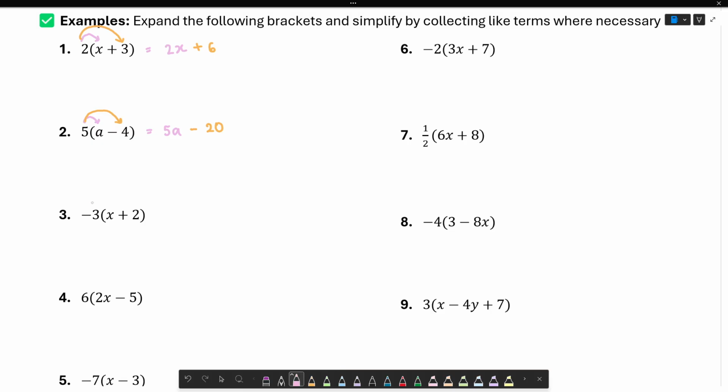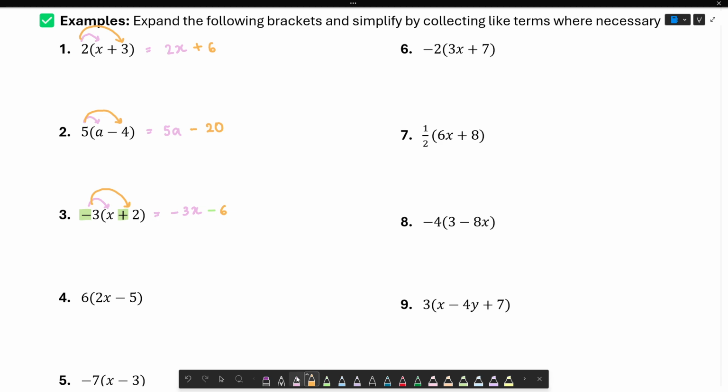Question 3, very similar. We'll multiply our negative 3 with the x, which is negative 3x. However, when we look in the brackets, we now have two different signs that we need to multiply together. We have a negative sign and a positive sign. That's going to turn to a negative, okay? And when we do the 3 times the 2, we get a 6. Another way to think about it is negative 3 times negative 2 gives you negative 6.